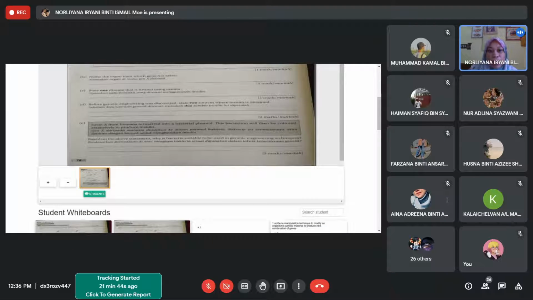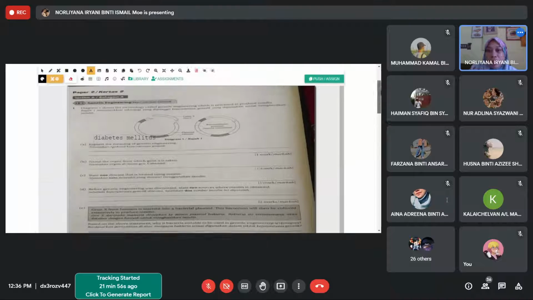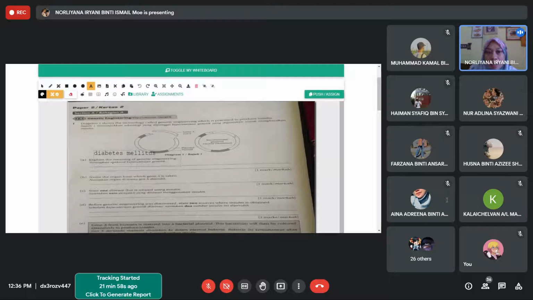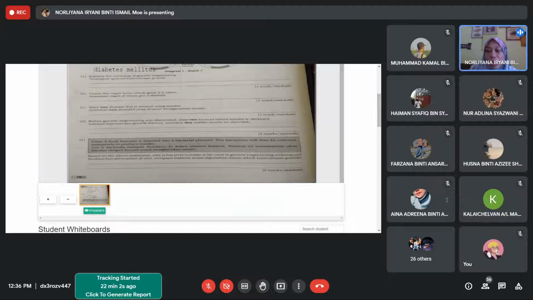Okay, now look at D. Before genetic engineering was discovered, state 2 sources where insulin is obtained. Before we used this technology, biogenetic technology, where did they get insulin from? So state 2 sources, 2 sources where we can get the insulin.